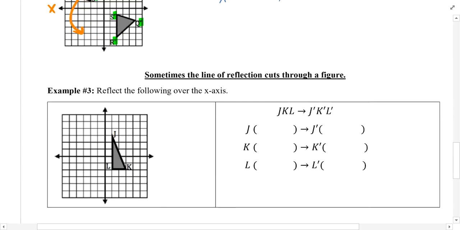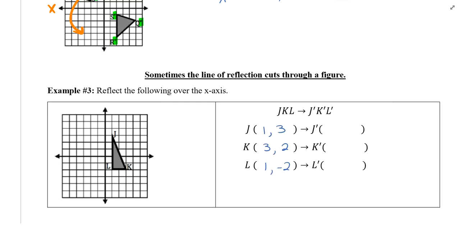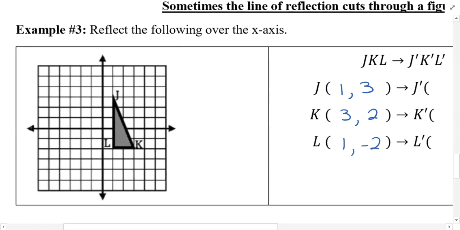Now sometimes your line of reflection is going to cut through a figure. Okay, so it's not necessarily going to be a figure in one quadrant completely. In example 3 here, we have an example where the figure is laying over the x-axis, and our directions say to reflect it over the x-axis. So what I need to do is I'm going to look at my points. Once you have your points, you're going to identify the axis that you're reflecting over. So that would be my x-axis.